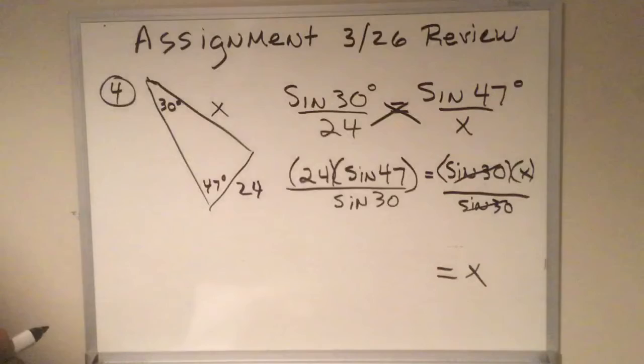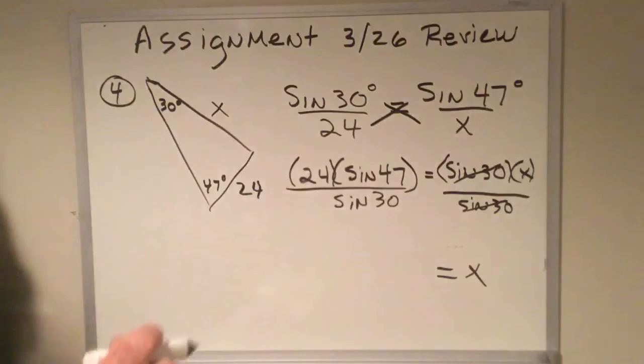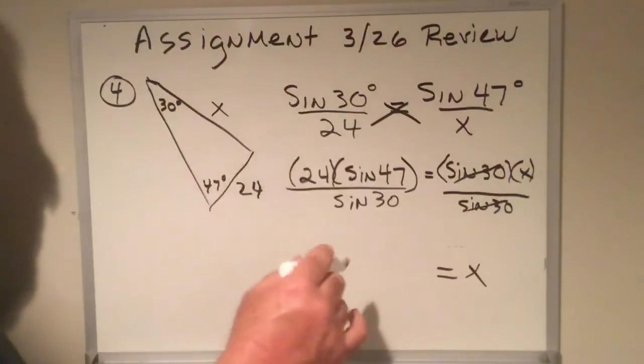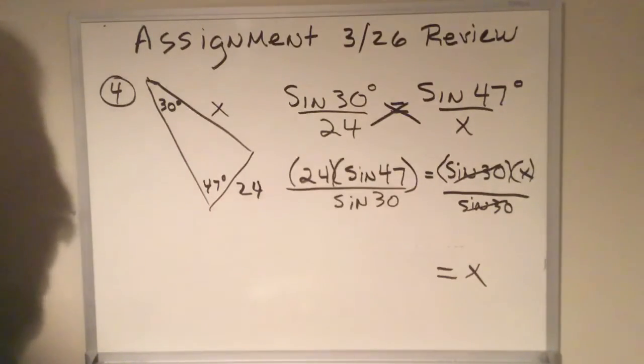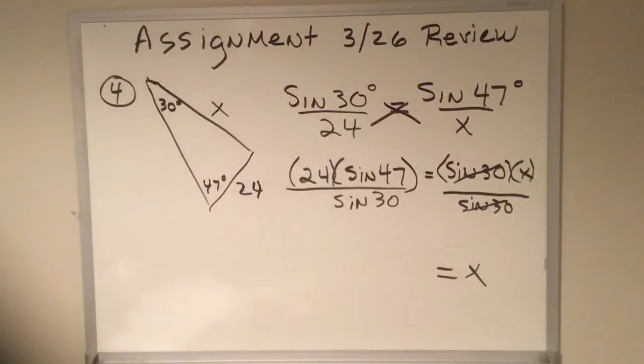So here's what we're going to do in our calculator. We're going to hit 24, then multiply by sine 47, and then hit the enter button. That'll guarantee us the proper order of operations. So 24 times sine 47, enter, and then divide it by sine 30. When you do that, you're going to get that side length, and it comes out to 35.1.